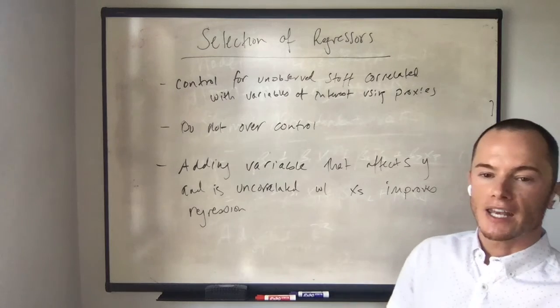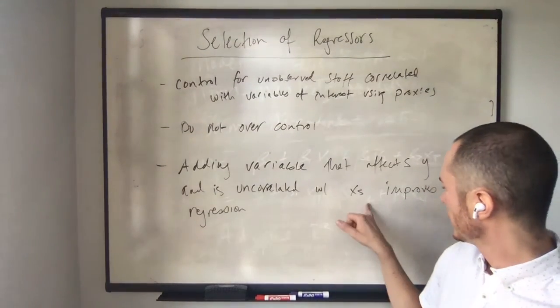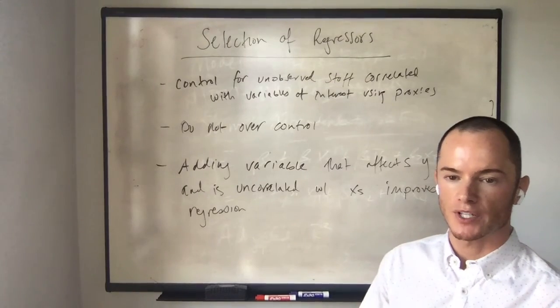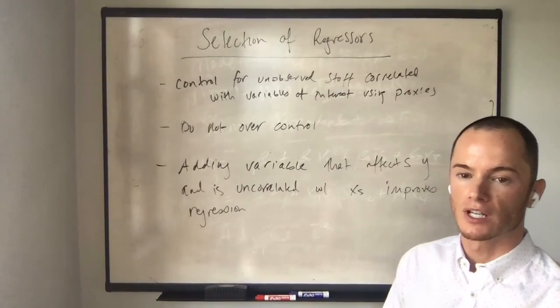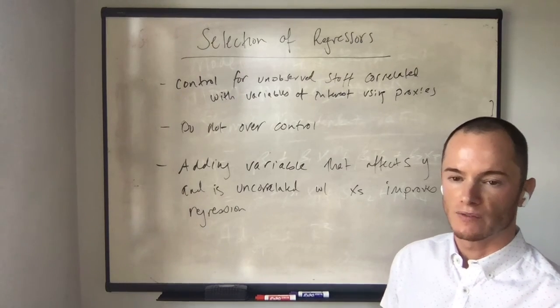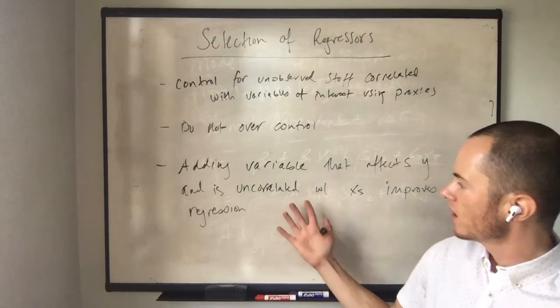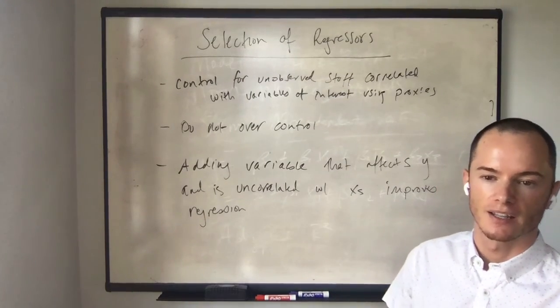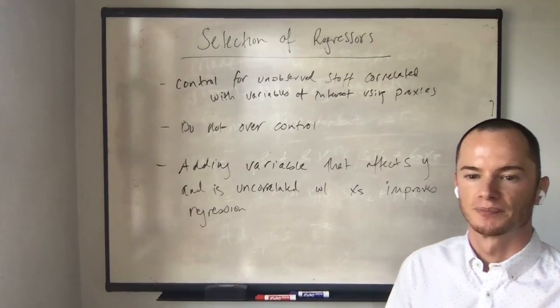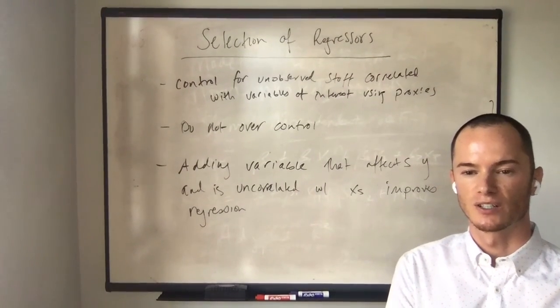And third, adding a variable that affects y and is uncorrelated with the x's is going to improve the regression, because you're going to get a lower standard error of the regression, a lower error variance, without the multicollinearity. So this is always a case where you want to bring in that variable. That's it for model selection and selection of regressors.